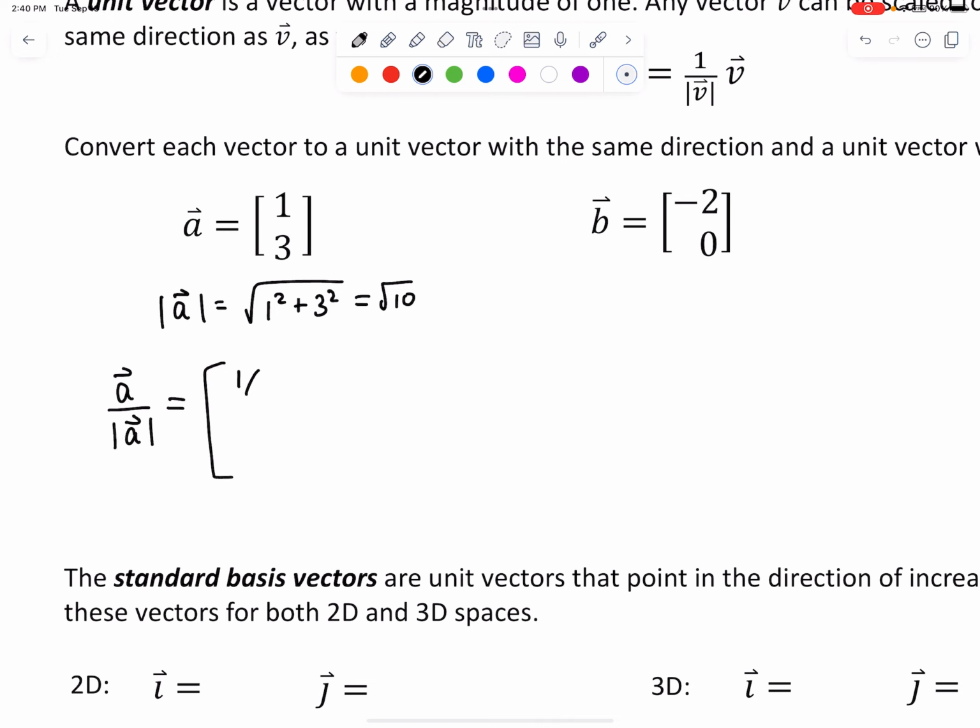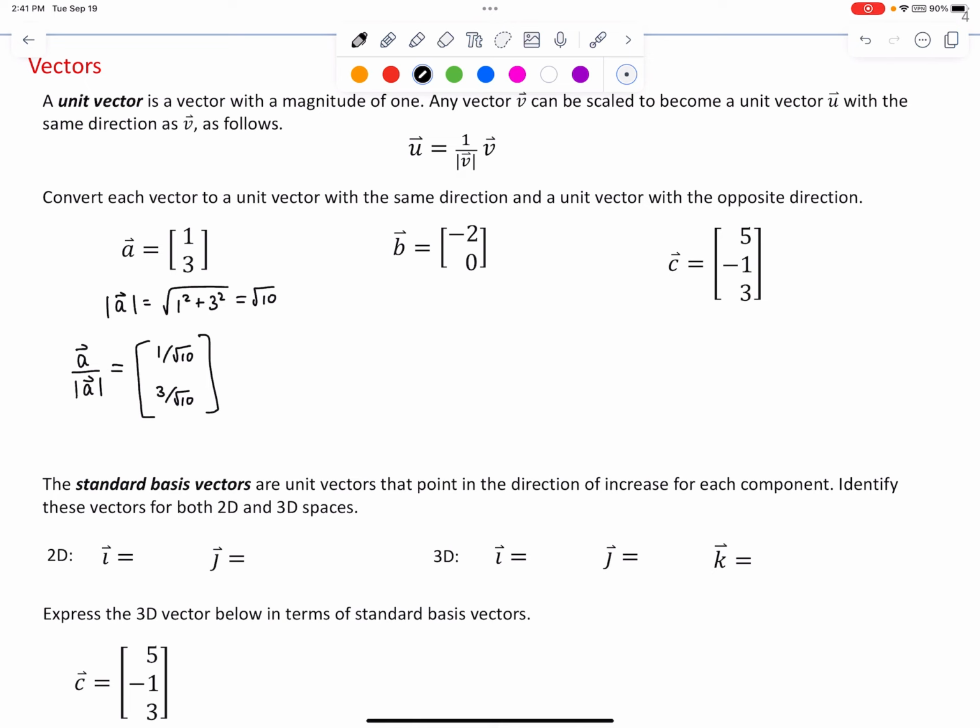So we get 1 over radical 10 and 3 over radical 10. This vector has the exact same direction as the vector a, but its magnitude is 1. So here's a unit vector that points in the same direction as a. If you wanted a unit vector that points in the opposite direction, then you simply have to do the opposite of this. And here's a unit vector, a vector whose length is 1, but it points in the opposite direction as vector a.